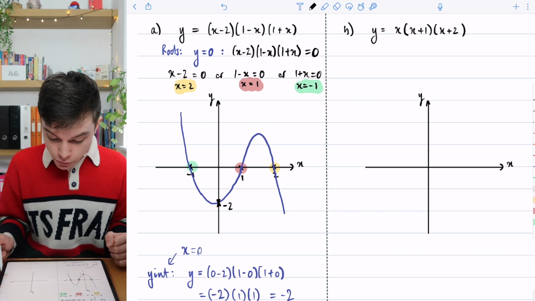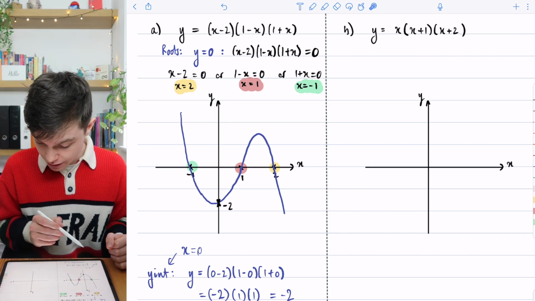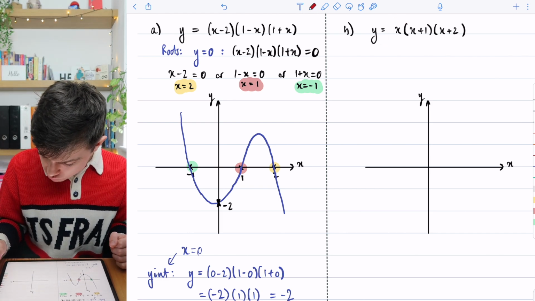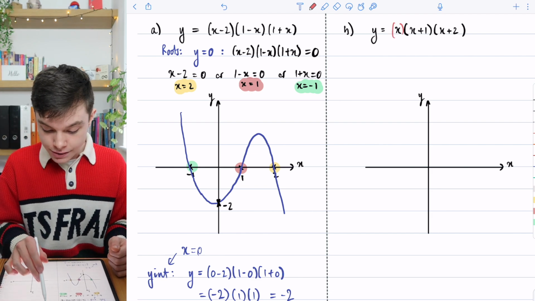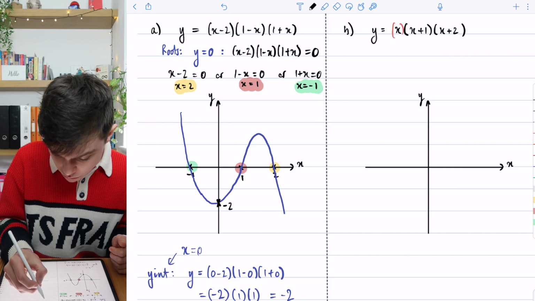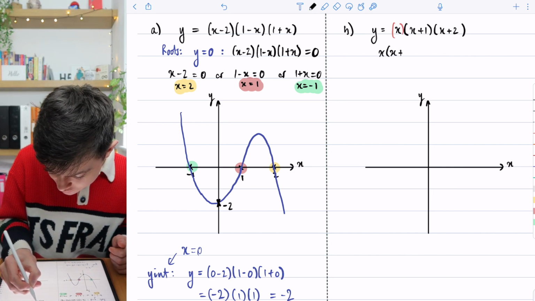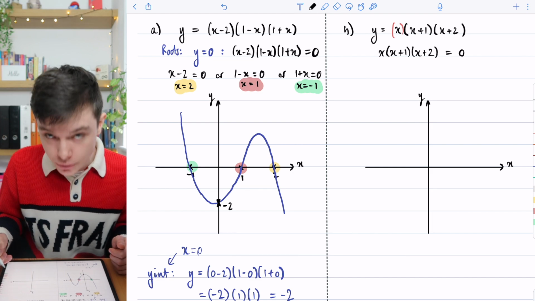Okay, part B, we've got a similar thing, but here we've just got an x out the front, okay? Again, if we wanted, we could really write this like that with a bracket round the x. And then you can see we've got three brackets. The first thing we need to do is find the roots. So let's set the graph equal to 0 because on the roots, y is equal to 0.